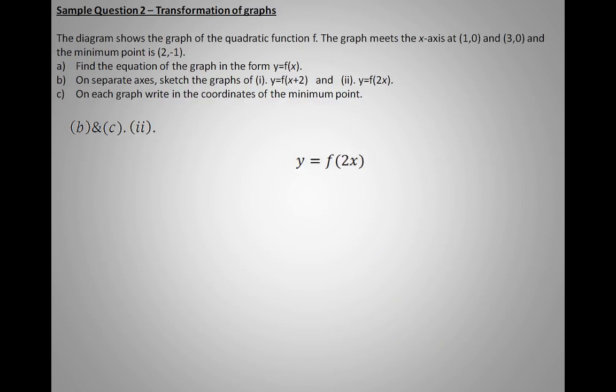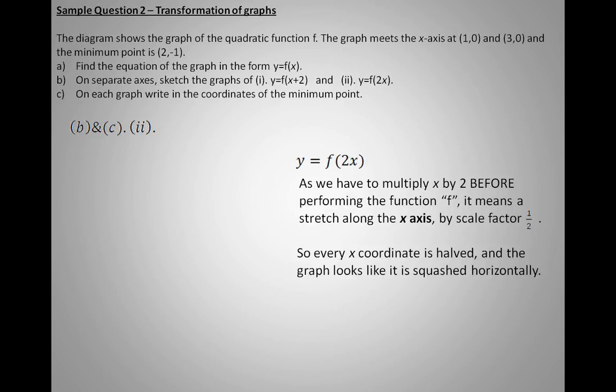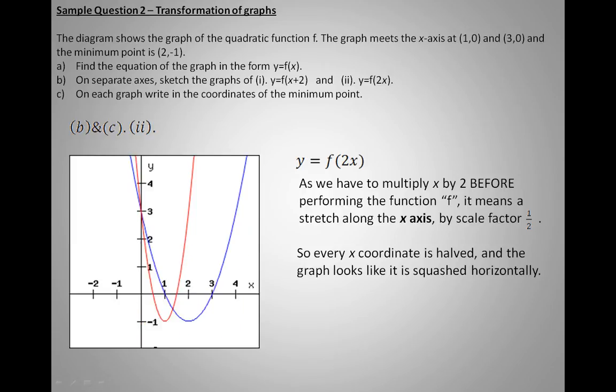For the y equals f of 2x graph, as we have to multiply x by 2 before performing the function, it means we stretch the graph along the x-axis by scale factor a half. So every x coordinate is halved, and the graph is therefore actually squashed horizontally. The coordinate (3, 0) moves to (1.5, 0), (1, 0) moves to (0.5, 0), and the minimum point (2, -1) moves to (1, -1).